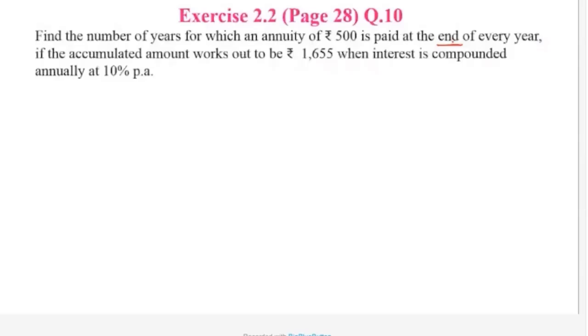Which annuity? Say it in single alphabet. Yes, immediate annuity. You can just say I. Immediate annuity of every year, if the accumulated amount works out to be 1655 when interest is compounded annually at 10% per annum.